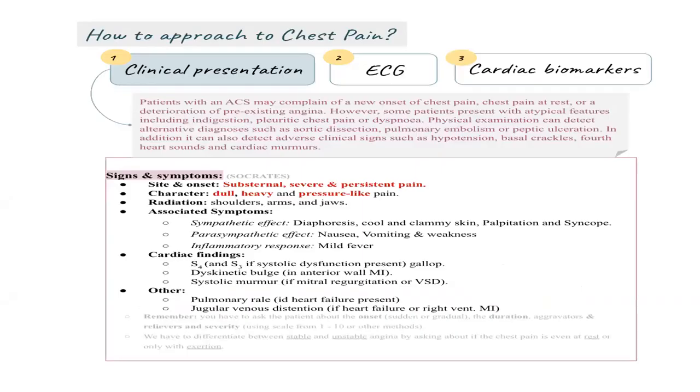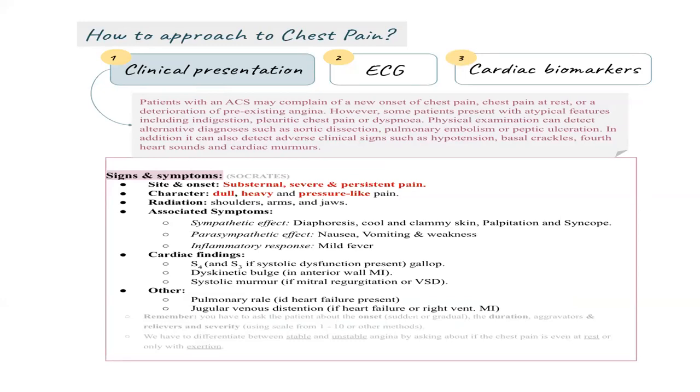And then just quickly going through the chest pain and the symptoms and the clinical examination that you need to look for. So the patient will present with a substernal severe persistent pain, and the character of the pain is quite important, because it has to be differentiated from your other differential diagnoses, such as aortic dissection and pulmonary embolism. So this chest pain is quite dull, it's heavy, and it's pressure-like, and the patient will tell you that it does refer to either the shoulders, the arms, or the jaw.